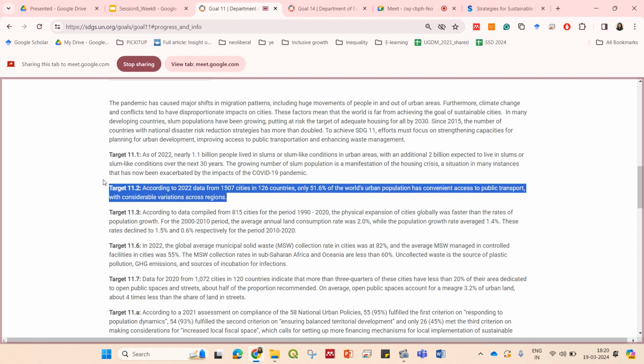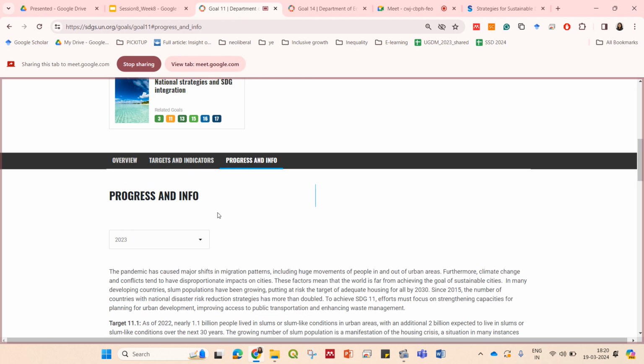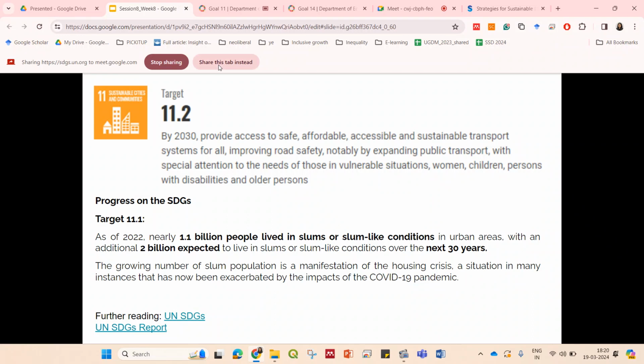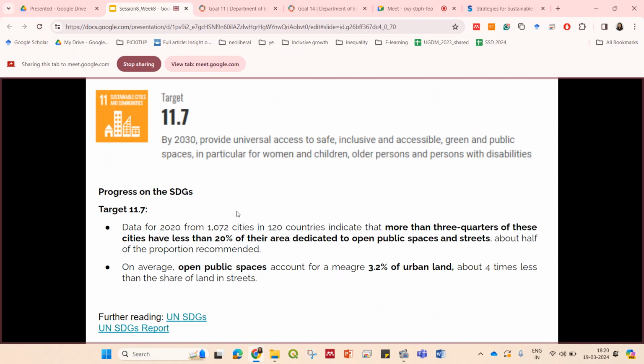So again, this is another update or progress info related to the SDGs. Similarly, for target 11.7, which is by 2030, providing universal access to safe, inclusive, and accessible green and public spaces, in particular for women and children, older persons, and people with disabilities. Again, you can get information about the progress on this target as well. You can see for this target, the data for 2020 from these many cities in 120 countries indicate that more than 3/4 of these cities have less than 20% of their area dedicated to open public spaces and streets.